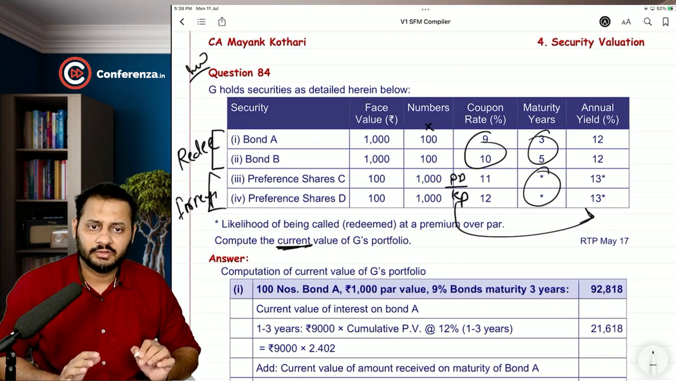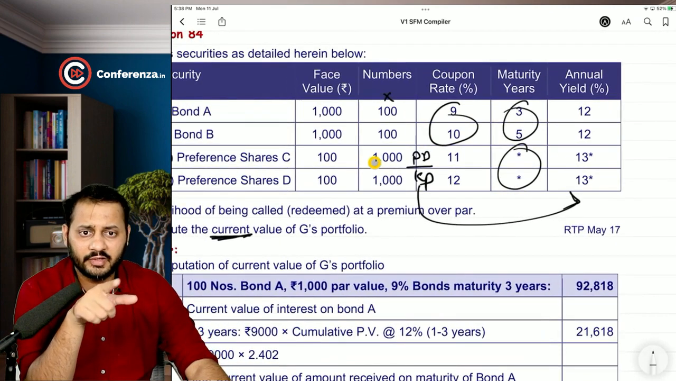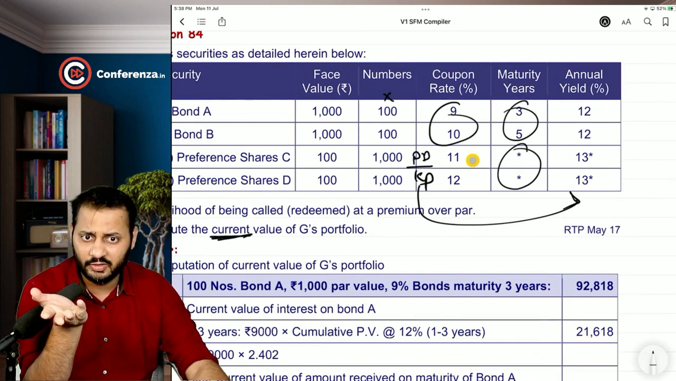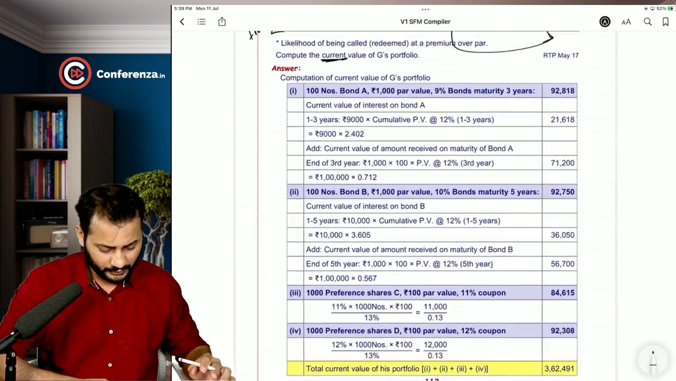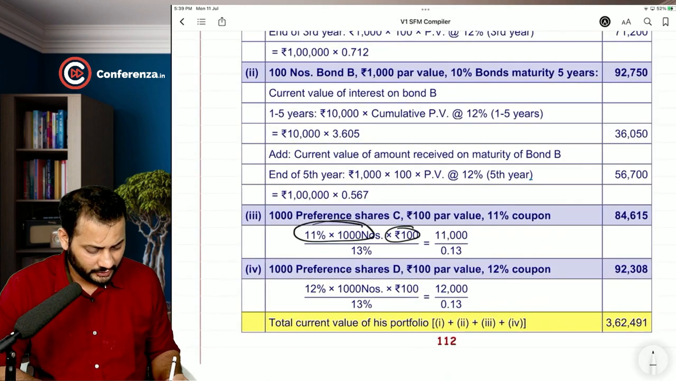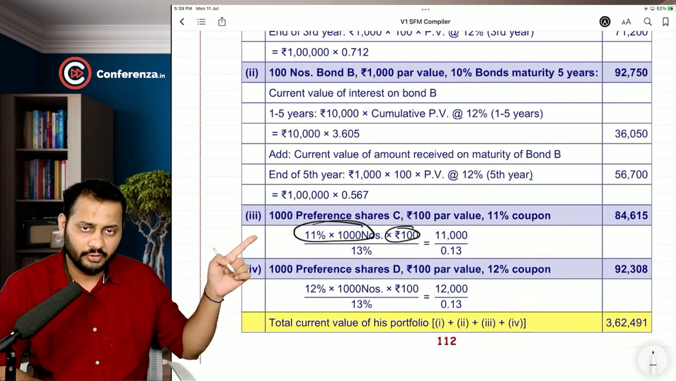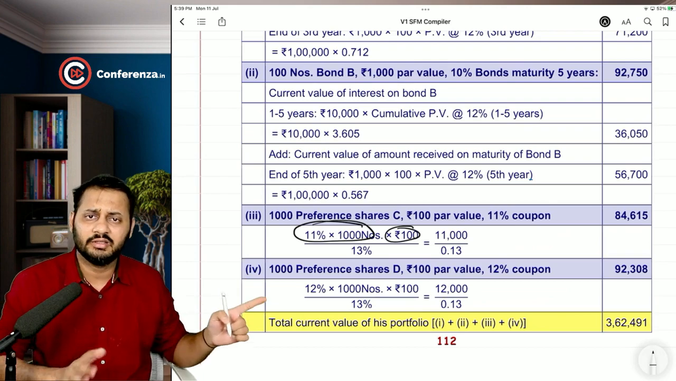Very simple. Okay. And what is the preference dividend in this case? 100 face value multiplied by 11, that means 11 rupees, divided by 13% multiplied by 1000 number. Have a look. 11 rupees into 1000 into 100 in total number divided by 13%, 12% divided by 13%. That's it. Very simple, nothing else.